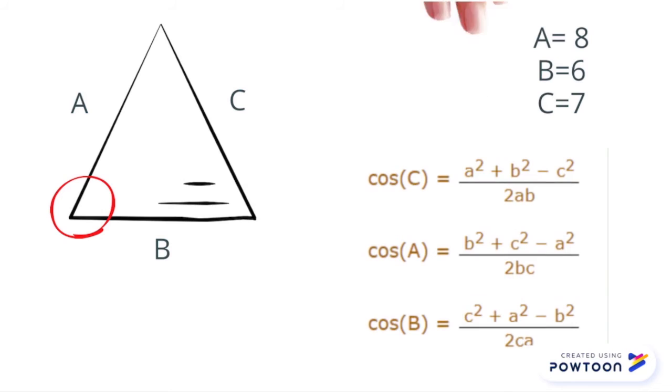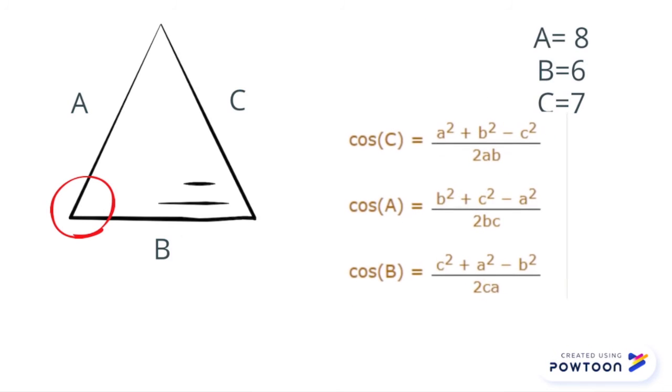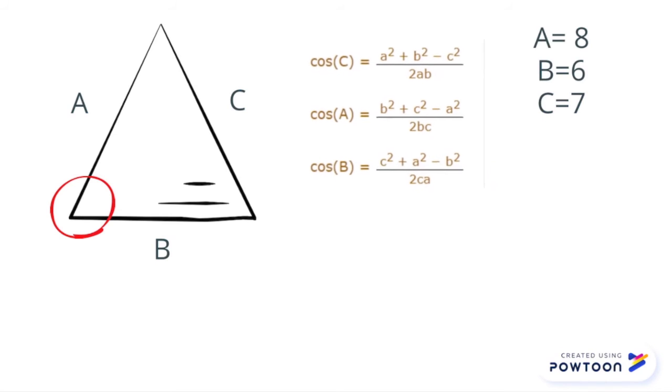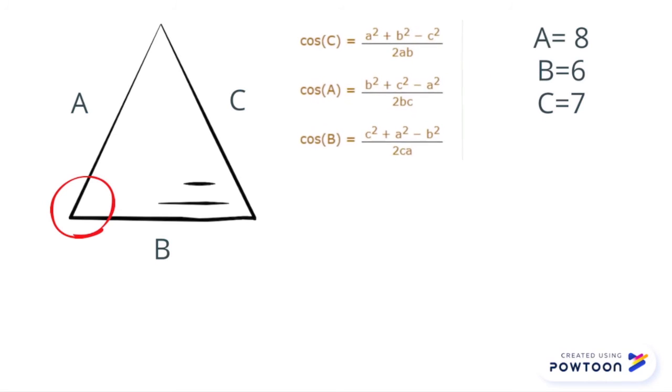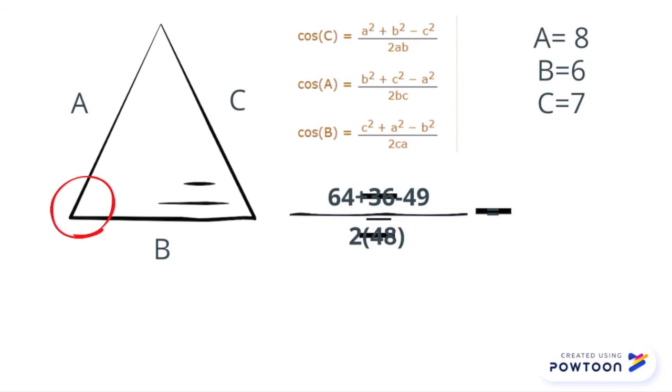What you do is plug in the values of each side into the corresponding letters and just solve the equation. If you get a value bigger than 0.5, you round it to the nearest decimal place, and if not, you leave the first number you have. The equation equals 8 squared plus 6 squared minus 7 squared divided by 2 times 8 times 6. The answer will give you 0.53125.